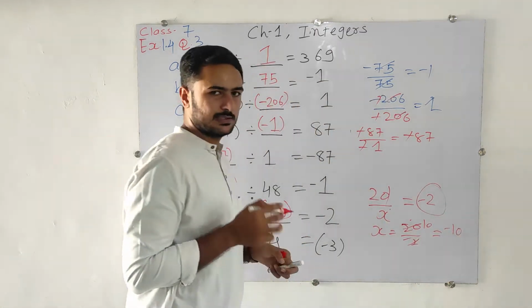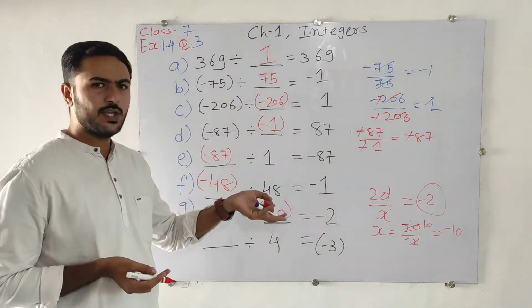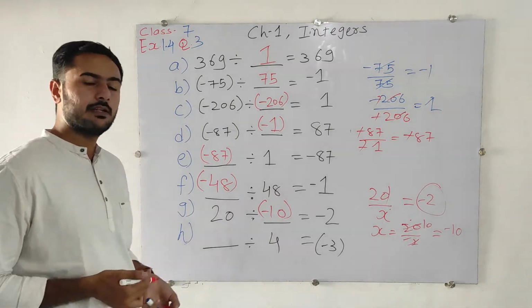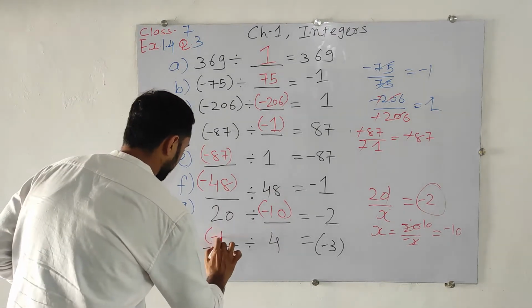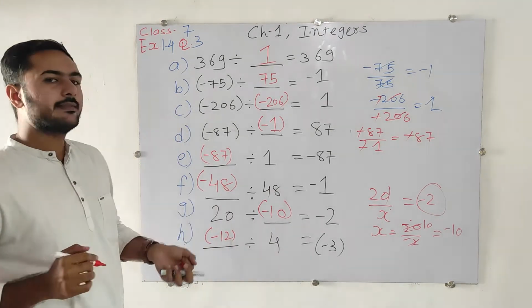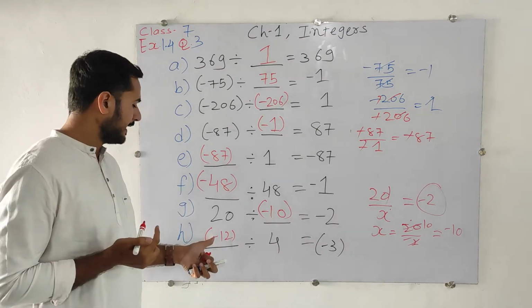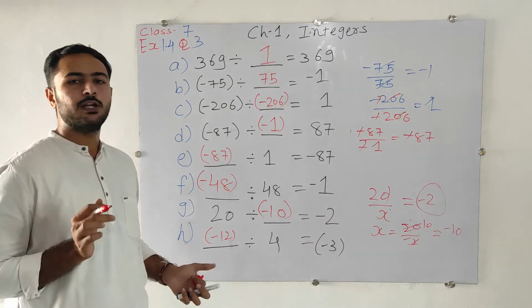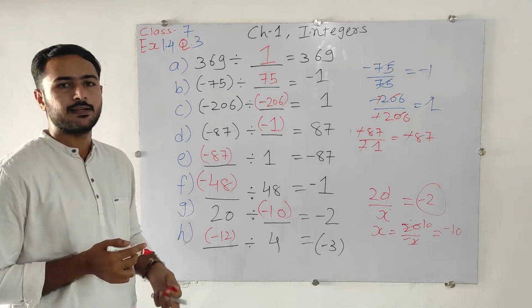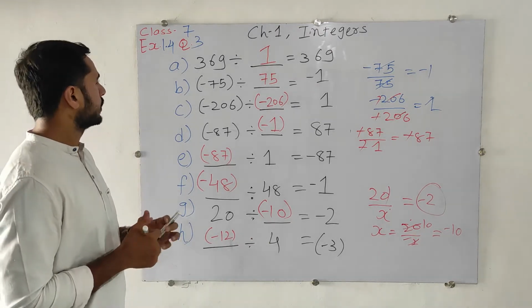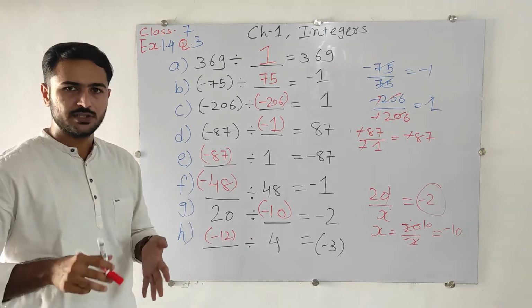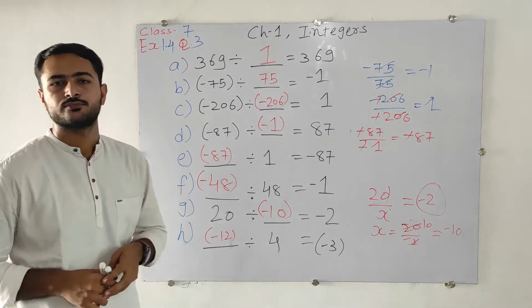This is for higher classes, but in the same way you can do it. Here the answer will be minus 12, because 12 divided by 4 is 3 and we want minus 3. It means if I do minus 12 divided by 4, then I will get minus 3. Okay, so question number 3 is completed. Pause the video and note it down.